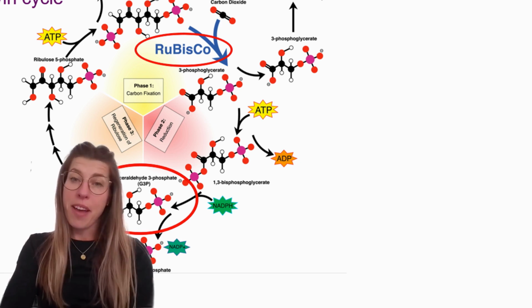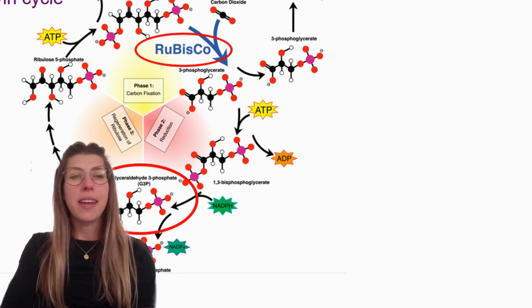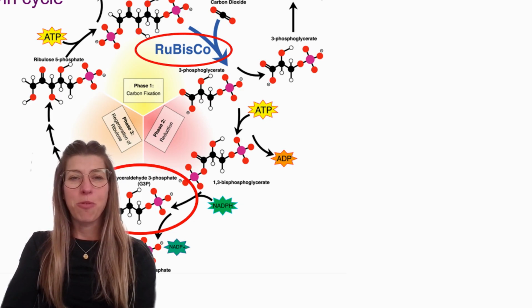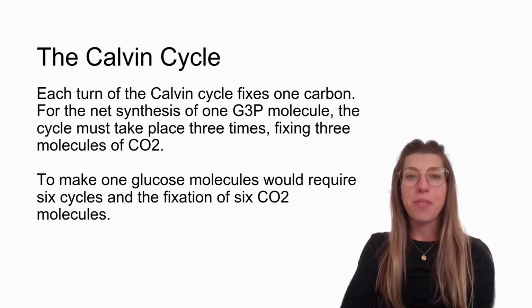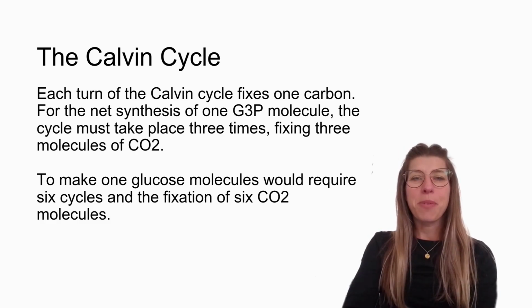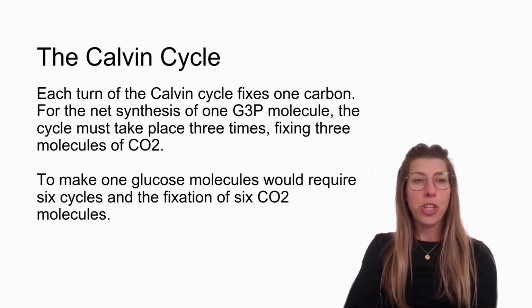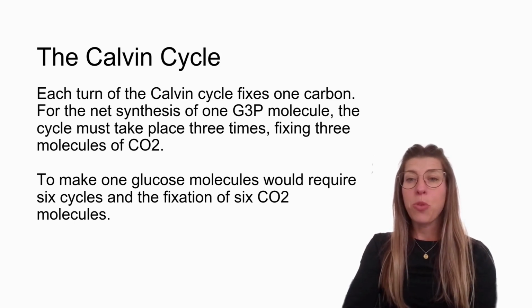Okay? And by little bits and little bits of G3P created as the cycle turns and turns and turns, we end up getting the building blocks for glucose, which in the end bonds together and forms that large glucose molecule. So each turn of the Calvin cycle fixes one carbon. For the net synthesis of one G3P molecule, the cycle must take place 3 times, fixing 3 molecules of CO2. To make one glucose molecule would require 6 cycles and the fixation of 6 CO2 molecules.